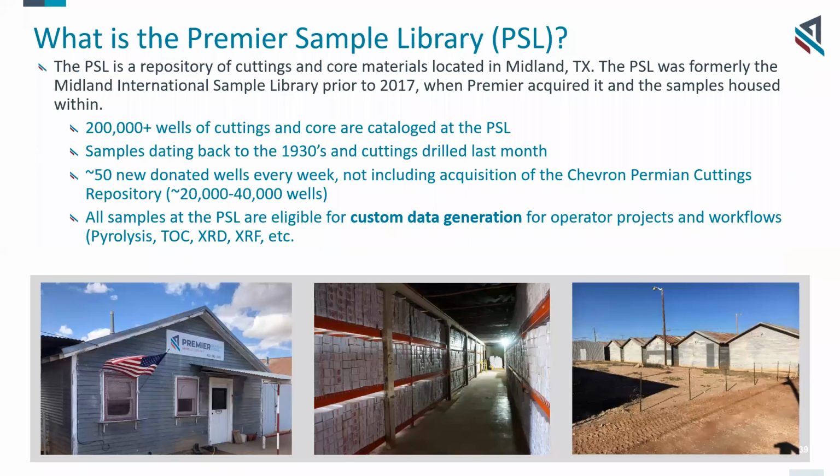One of the other things the Premier Oilfield Group has done is we acquired a sample library in Midland, Texas, with material from over 200,000 wells, cuttings, and some core. And what we've done with that, as you can see, is there's quite a lot of samples. We reorganized it and we began analyzing samples.